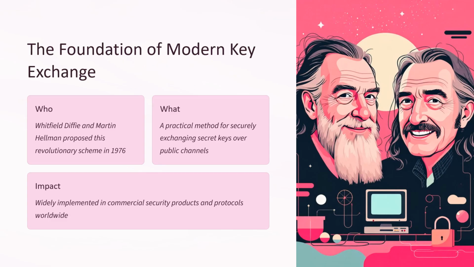The Diffie Hellman algorithm was proposed in 1976 by Whitfield Diffie and Martin Hellman. It was one of the first practical methods for secure key exchange over public networks. The main purpose of this method is to allow two users to establish a shared secret key without directly sending the key over the network. This idea revolutionized computer security and is now widely used in many commercial security products and internet protocols.